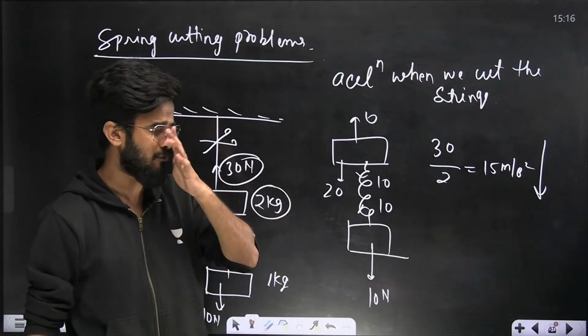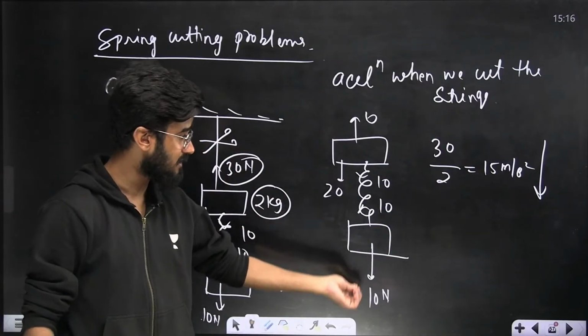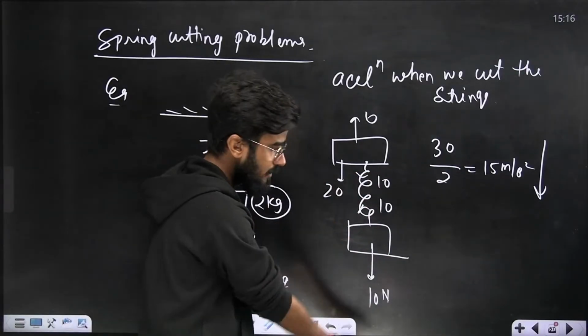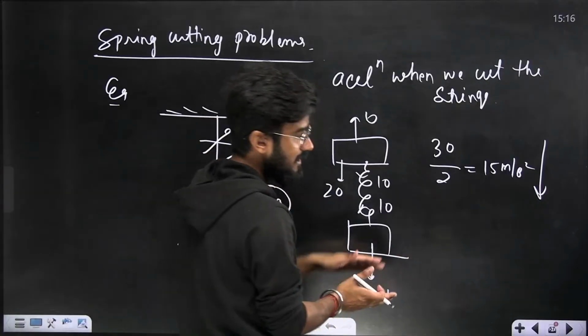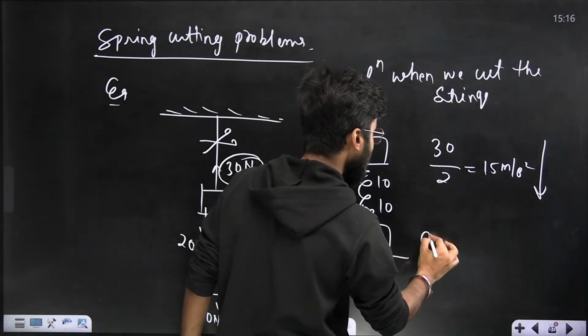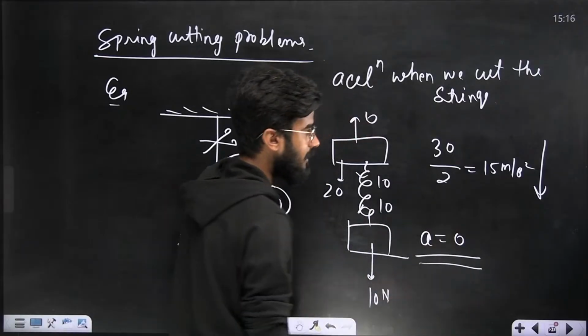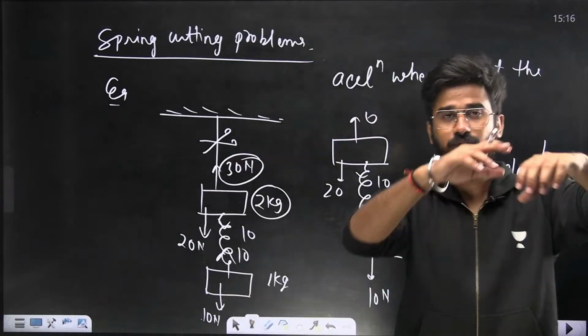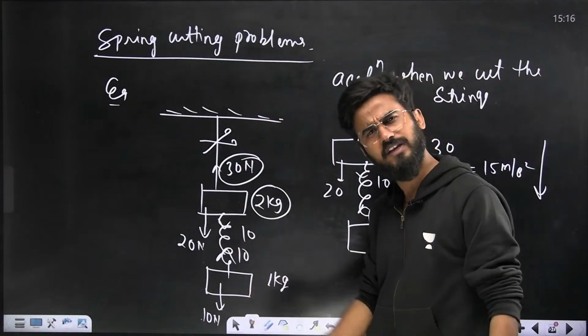But look at this block. The beauty of this is that there is a force of 10 Newton in upward direction and 10 Newton in downward direction. Means it is not moving anywhere. It means the acceleration of this block is 0. Now you will be thinking, how is it possible that we just cut this string and it is not moving, it is not falling down?